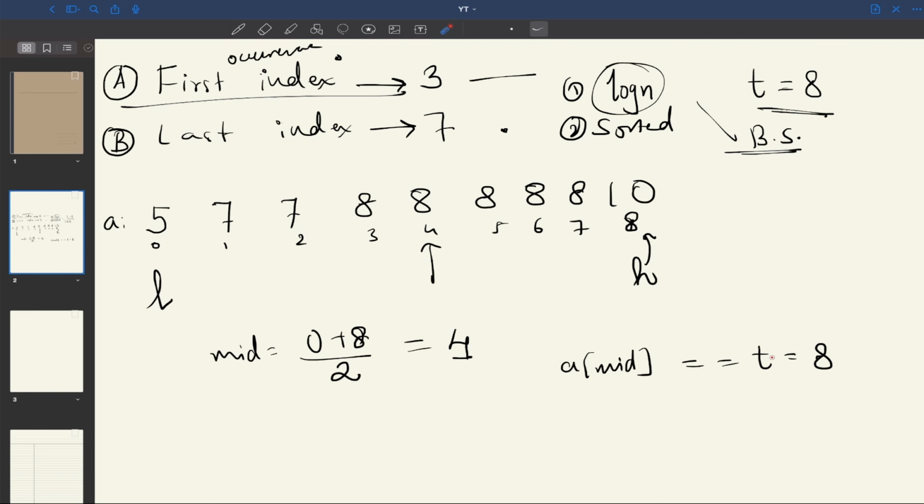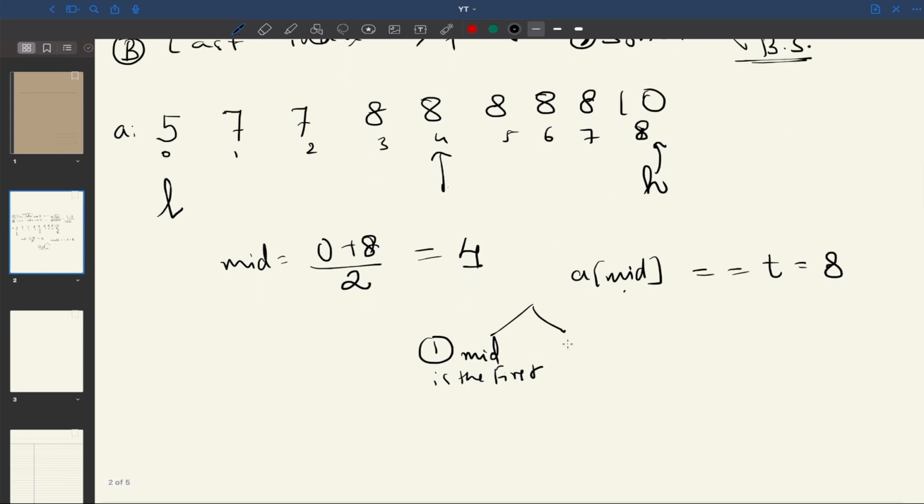Now, can you be sure at this moment that this is going to be the first occurrence of this value 8? No, it can be a possibility, right? At this point, when you get this value, there are two possibilities. One possibility is that this index mid is the first occurrence of your target value, correct? Or else the second possibility is that it is not the first occurrence.